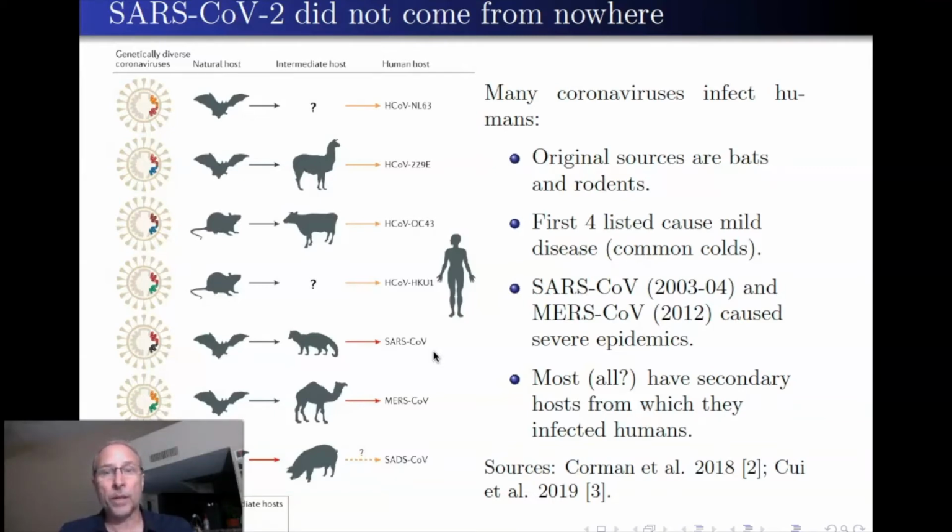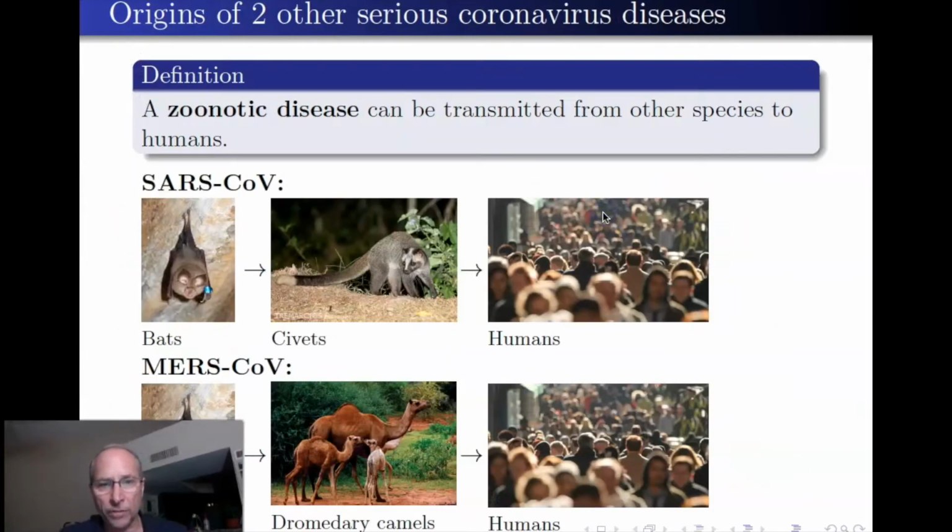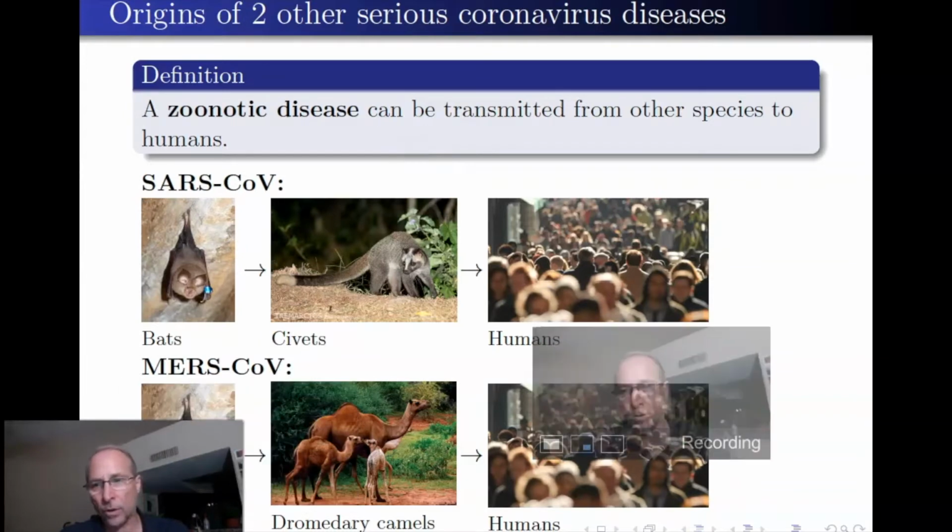Or is this a one-off evolutionary event, and we don't necessarily have to worry about this exact virus attacking us again? So that's what we're going to look at now. We're going to look specifically at where these things actually arose.